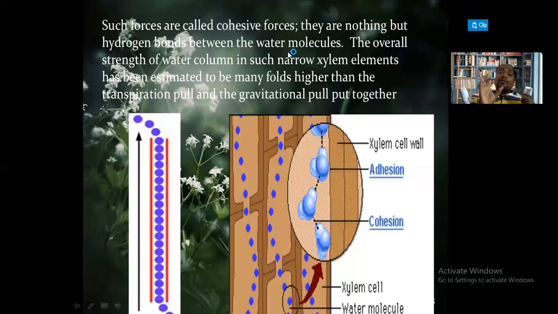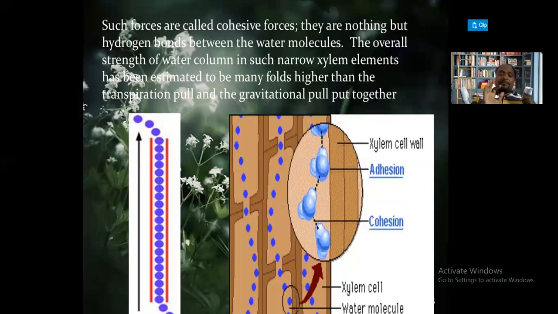The overall strength of the water column in such narrow xylem elements has been estimated to be many folds higher than the transpiration pull and the gravitational pull put together. You remember it? Transpiration pull and gravitational pull. When we put them together, the overall strength of these forces, cohesive force and adhesive force, is still more. Getting it? Because of that, the water column is maintained in the xylem vessel.